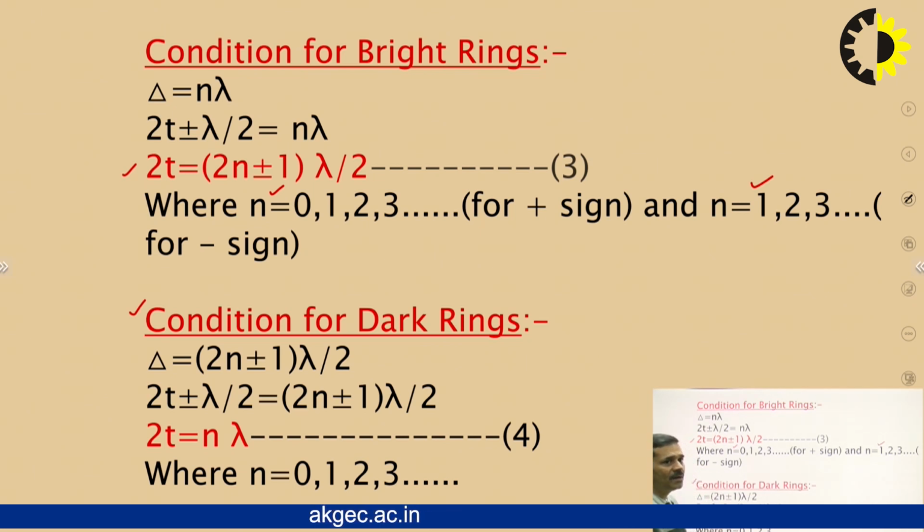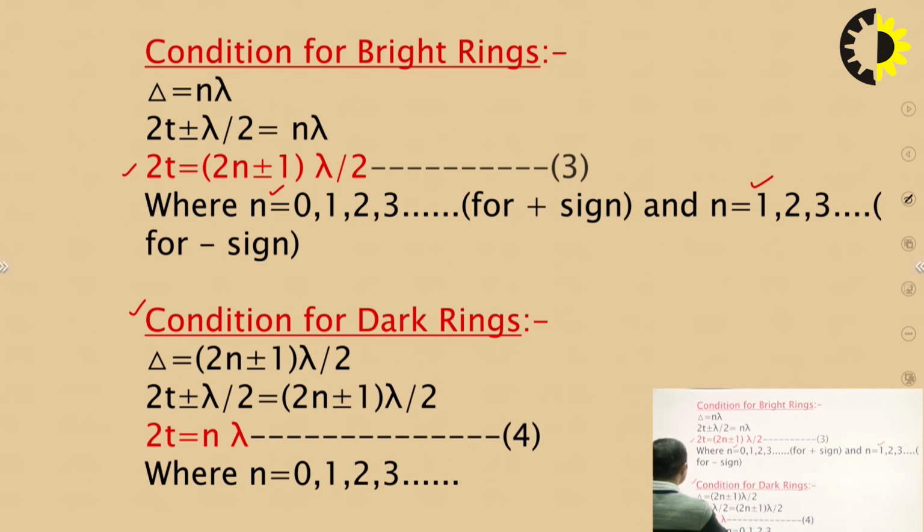Now if we put this path difference equal to an odd multiple of lambda by 2, then we will have destructive interference. So for dark rings, this path difference must be equal to an odd multiple of lambda by 2. That means 2t plus minus lambda by 2 must be equal to (2n plus minus 1) into lambda by 2. If we simplify this equation, we get the condition for the dark rings: 2t equal to n lambda. Here we start the value of n from 0, so 0, 1, 2, 3 and so on.